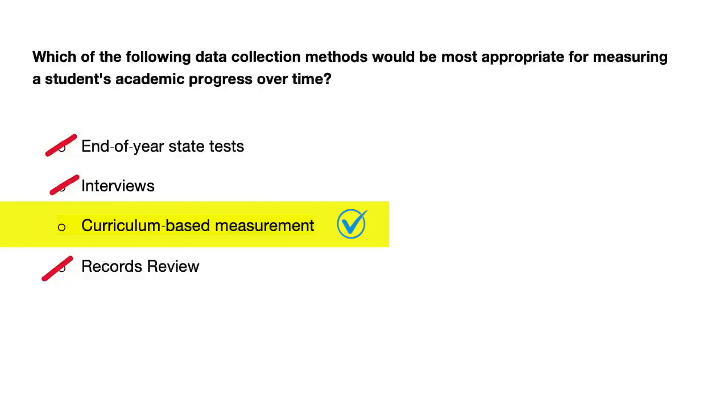CBMs are reliable and efficient methods of assessing student growth over time. CBM is designed to measure students' progress in basic academic areas like reading, writing, math, and spelling. This allows for frequent measurement of a student's academic performance, providing objective data that can be used to enhance instruction and improve student outcomes. The other options like interviews, end-of-year state tests, and records review do provide useful information but are not as effective as CBM for tracking academic progress over time.